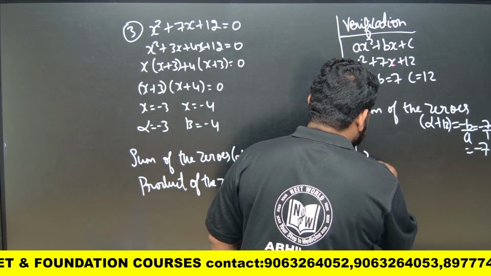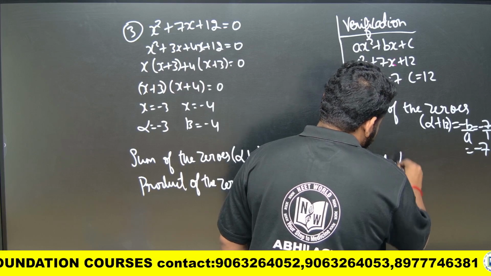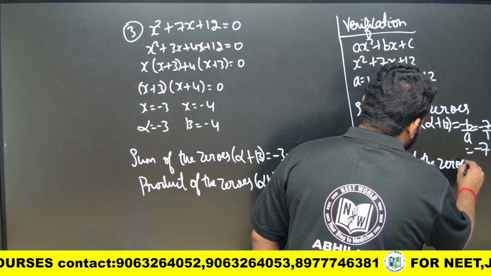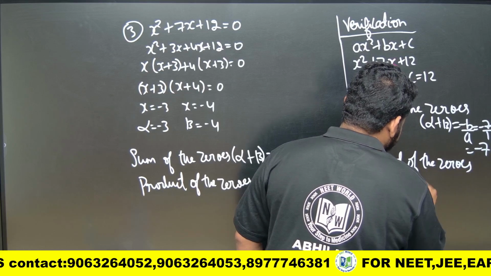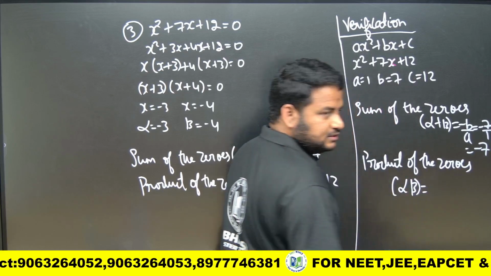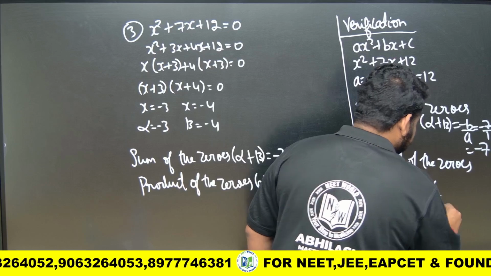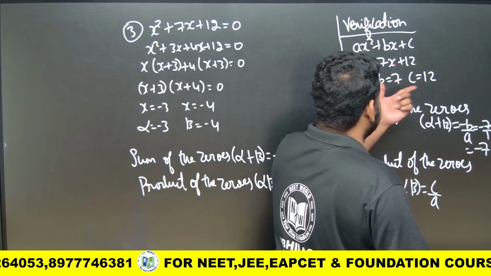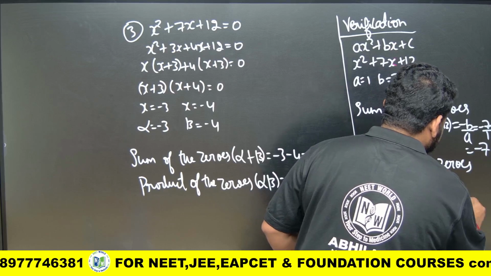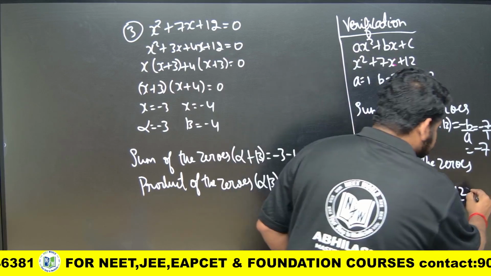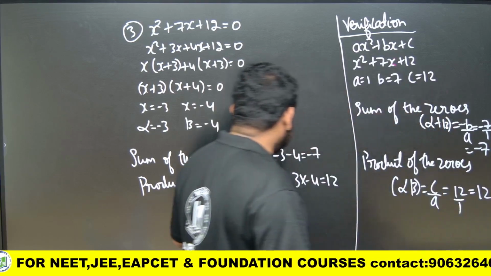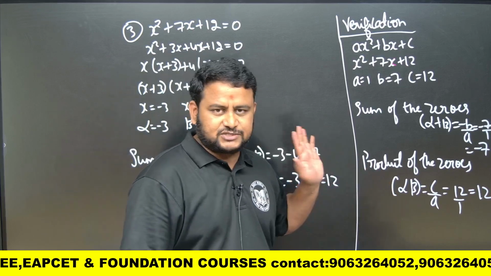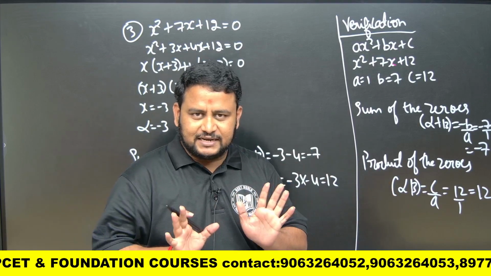Product of the zeros, alpha into beta, that is given by c by a. Now what we have to do? What is the value of c here? 12. What is the value of a? That is 1. So that will be equal to just 12 itself. Now what we got here? The product of the zeros by the direct method is 12, by the formula method also it is 12. So it is verified, completely verified.